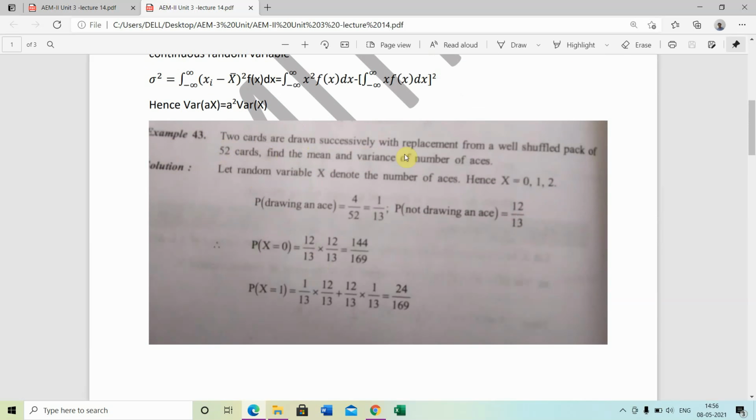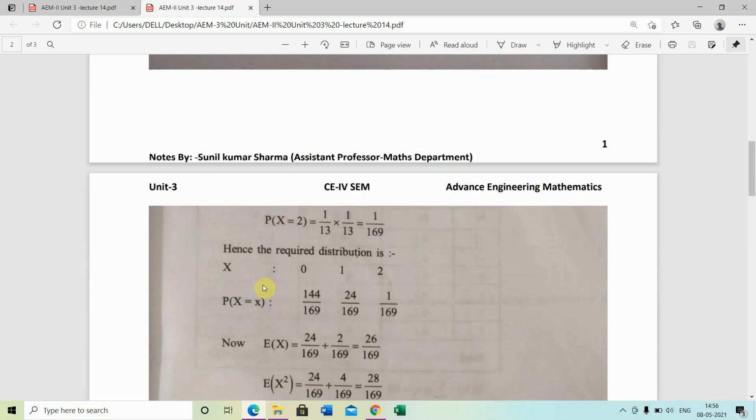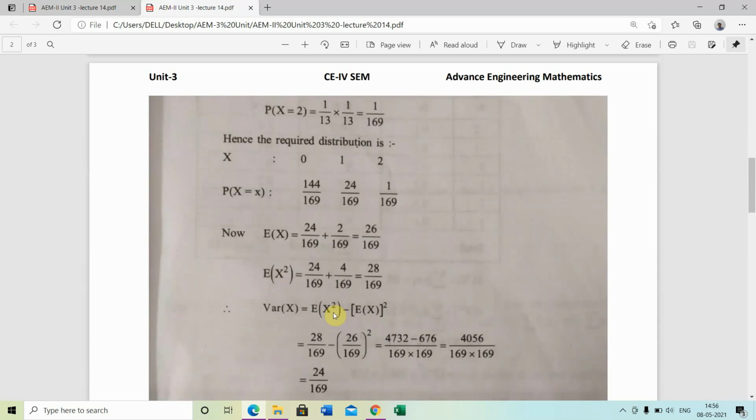The first is: two cards are drawn successively with replacement from a well-shuffled pack of 52 cards. Find the mean and variance of the number of spades. In this question we find the probability of drawing one spade and of not drawing one. If we draw two cards, either none of the cards is a spade, one card is a spade, or two cards are spades, so we find the probabilities P(x=0), P(x=1), P(x=2). This way we have the required distribution for x and P(x). Then this way E(x²) and variance of x we find.